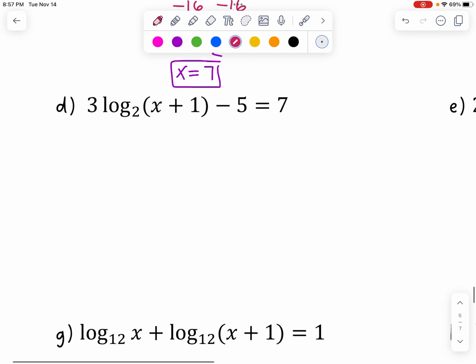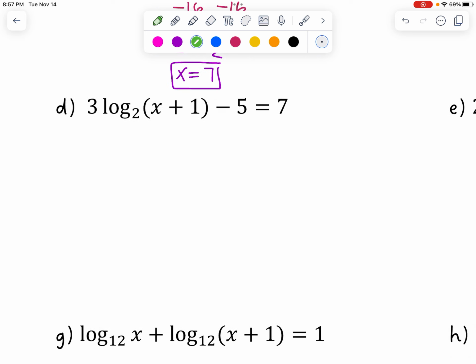All right, part D. I've got one log, but if you notice that log is not by itself. So while there's no other logs to condense it with, I do need to isolate that log before I'm ready to switch to exponential form. When we isolate, we do like we've done in other types of problems where we use order of operations in reverse, or as some of you call it, SADMAP.